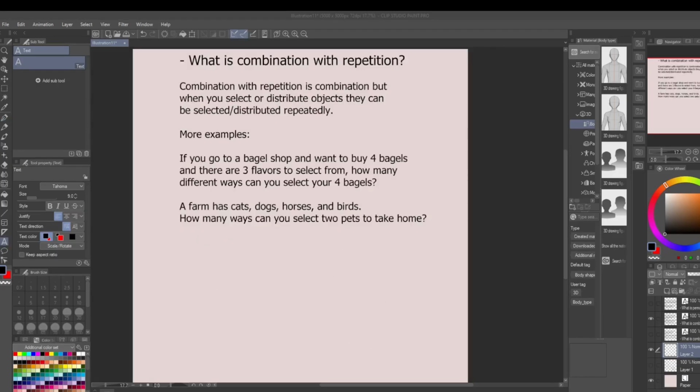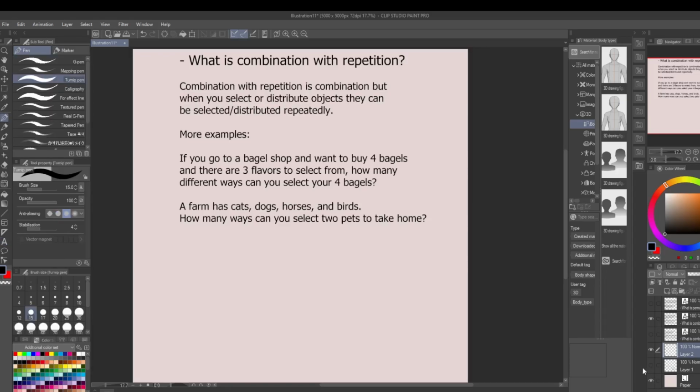Okay, so some more examples of combination with repetition problems are, let's say you go to a bagel shop and you want to buy 4 bagels and there are 3 flavors to select from. How many different ways can you select your 4 bagels? So to identify whether this is combination, we know that this problem has no order needed.